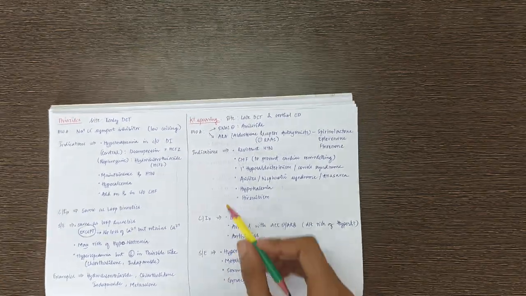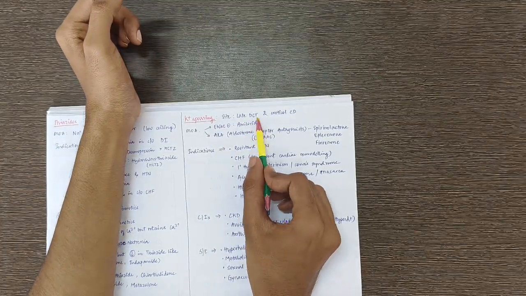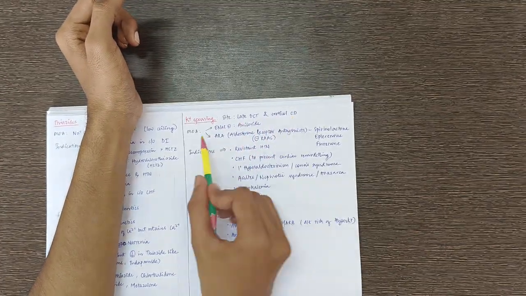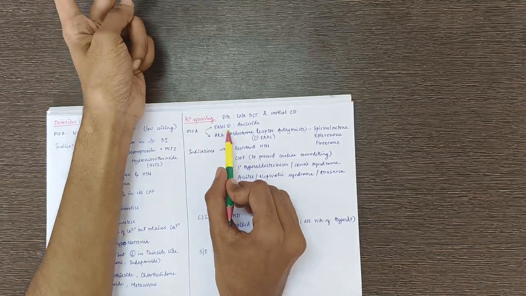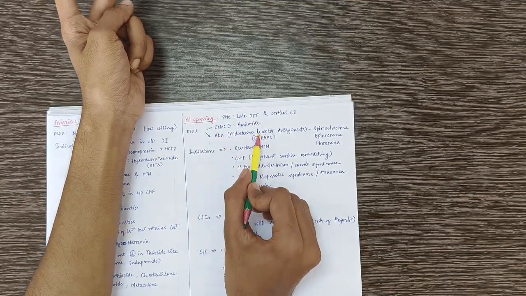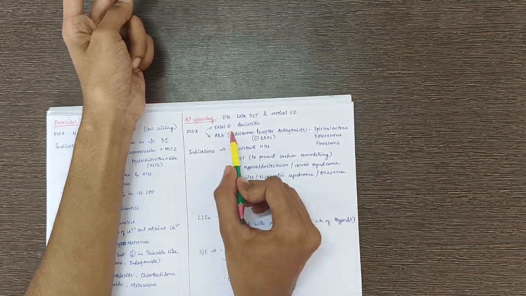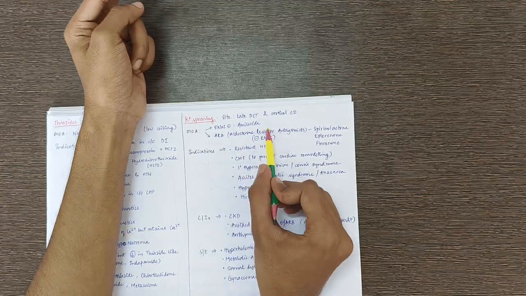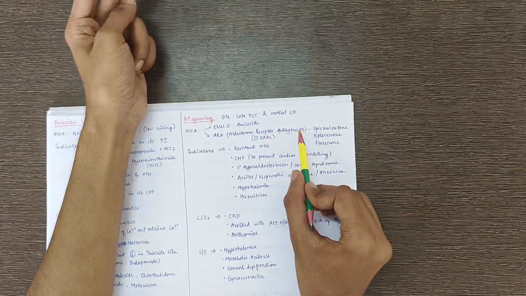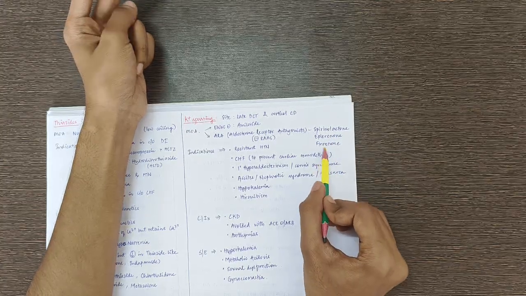The next is K plus sparing diuretics. What is the site of action? Late DCT and cortical collecting duct. I told you they act together. The mechanism of action is of two types: ENaC channel inhibitor, and aldosterone receptor antagonist, inhibiting the RAAS system. What are the drugs? I am saying it now itself. It is amiloride. Here it is ARA, that is aldosterone receptor antagonists: spironolactone, eplerenone and finerenone.